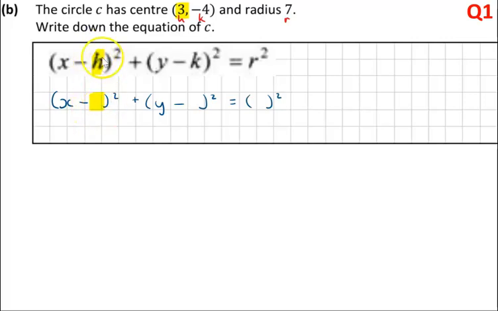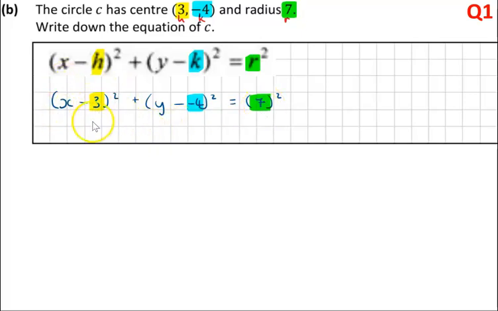So the h I'm going to replace with 3. The k I'm going to replace with minus 4. And just be careful here because you've got y minus minus 4. Make sure you've got the 2 minuses there. And then the r I'm going to replace with 7. And then we just have to simplify.